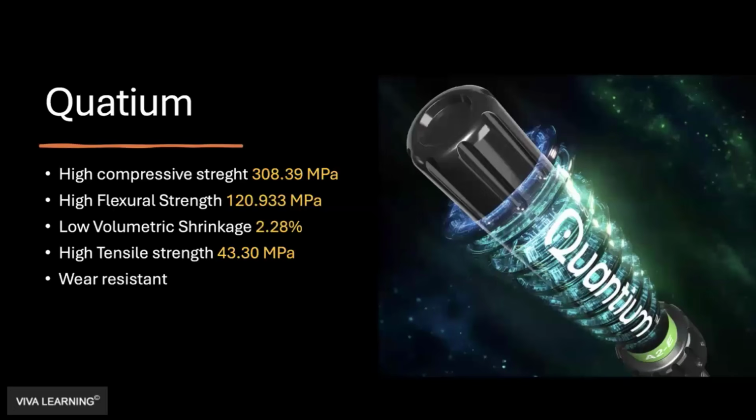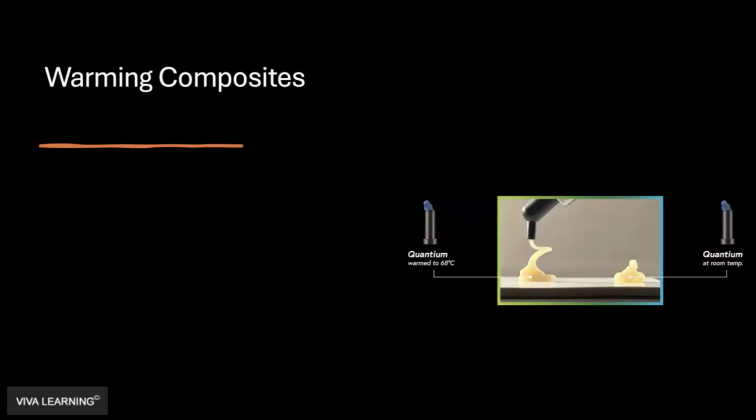Other things about Quantum, for those of you who are interested, it's got above average compressive strength and flexural strength. For those of you who like to know about shrinkage and tensile strength, it's a really good composite. And another thing is it's one of the very few composites that are advertised as being able to be warmed. You may think that I'm trying to sell Quantum. I'm just telling you why I use it. All right, and why do we care about warming composites? So let's talk about warming composites. Basically, warming the composite is allowing you to have the composite less viscous, right?